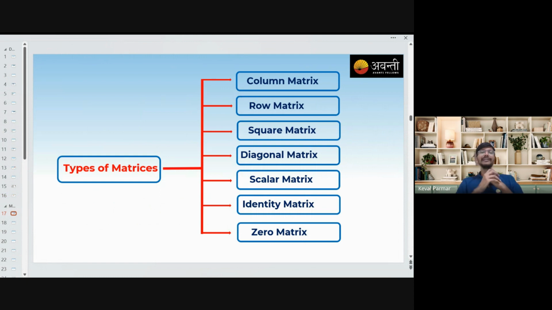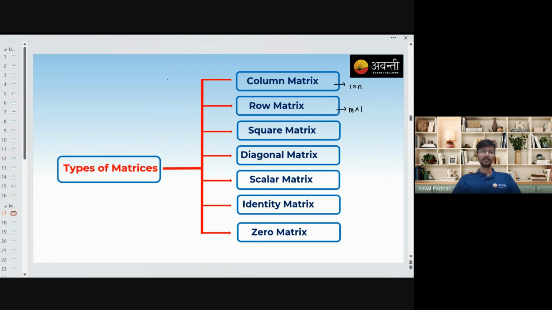So, first, the types of matrices. What are the types of matrices, guys? Here I have written some general types of matrices which you need to know. We also have special types which we discussed. What is meant by row matrix? It only has one row and n number of columns. What is meant by column matrix? It only has one column but m number of rows.